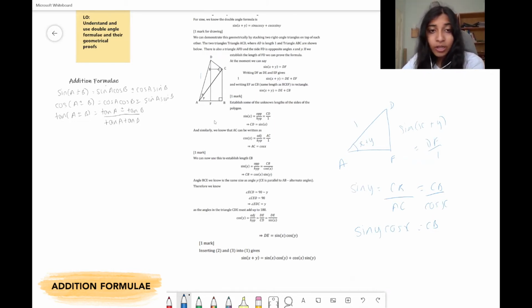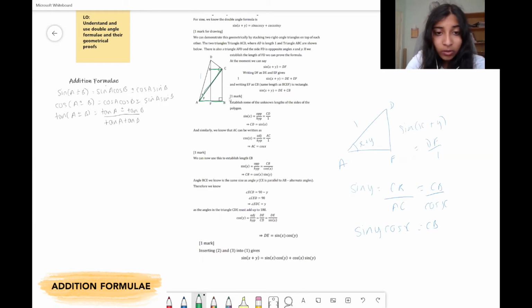And then we know that angle BCE here is the same angle as angle y here, because it's using parallel lines, so it's just alternate angles. If you draw out what the Z angle would be, like this.